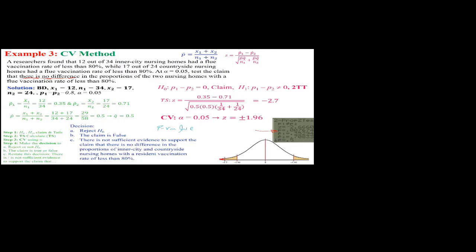The p-value equals 0.007. I'm going to round it, and that's less than alpha of 0.05. Therefore, reject H0, and then you do the writing. So it gives you exactly the same answer.